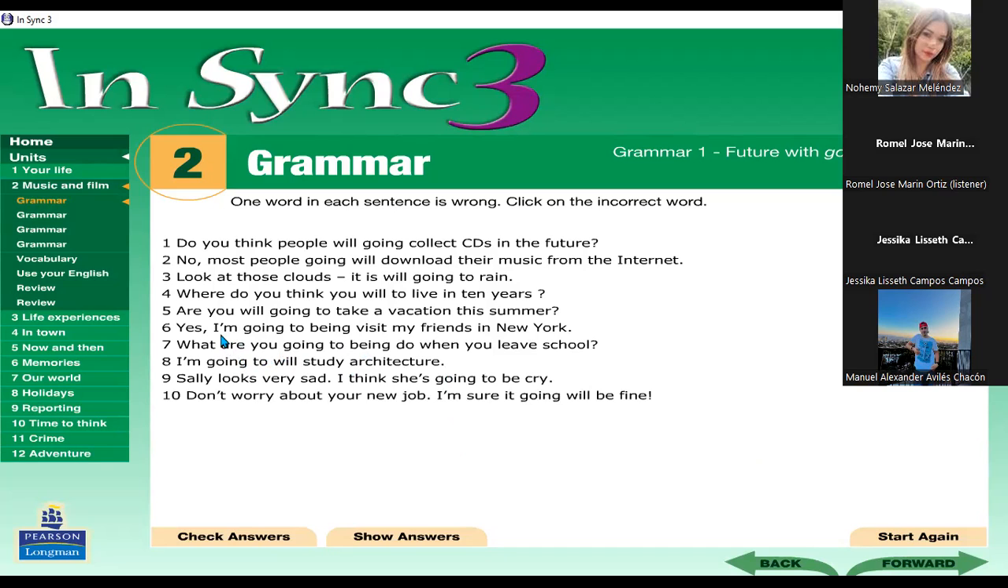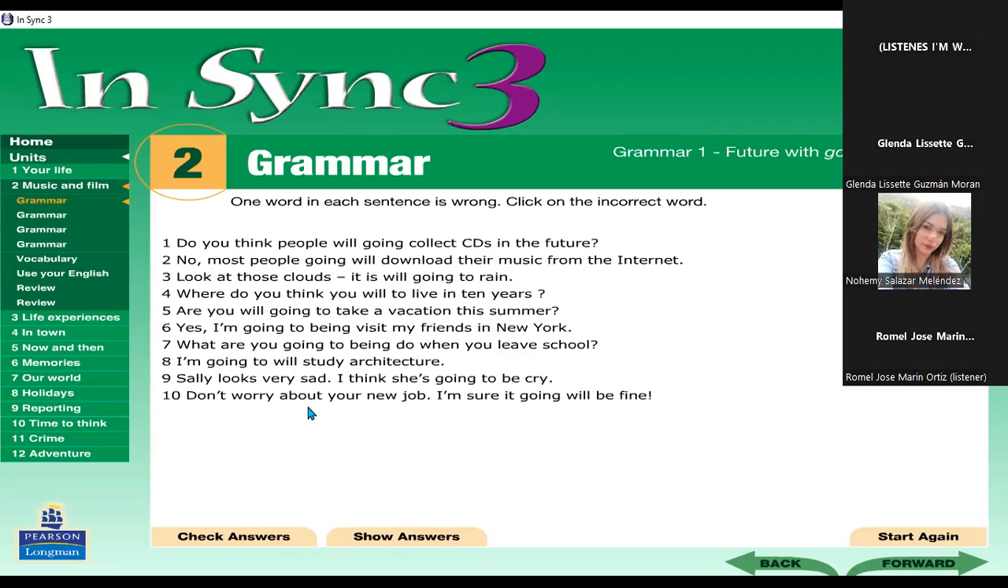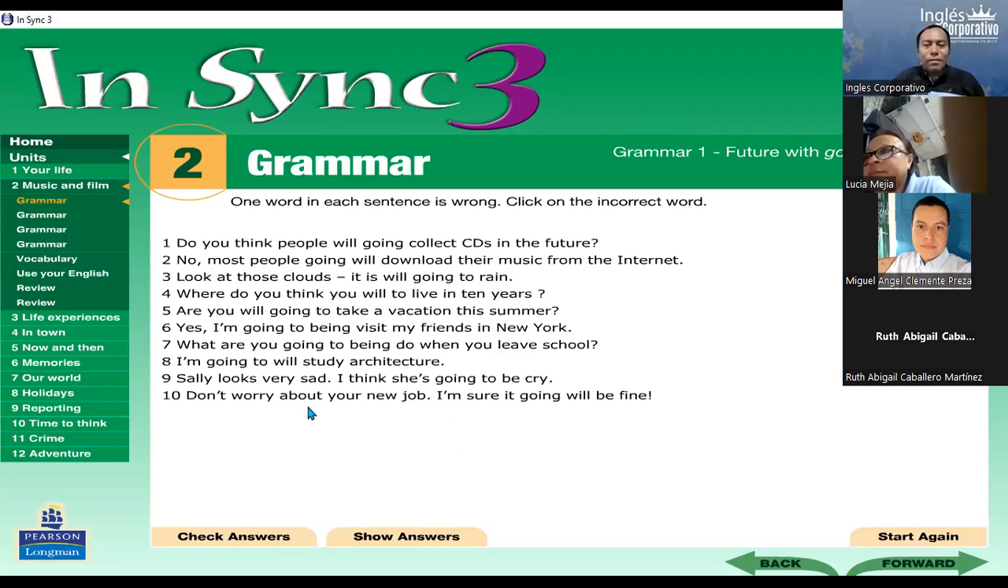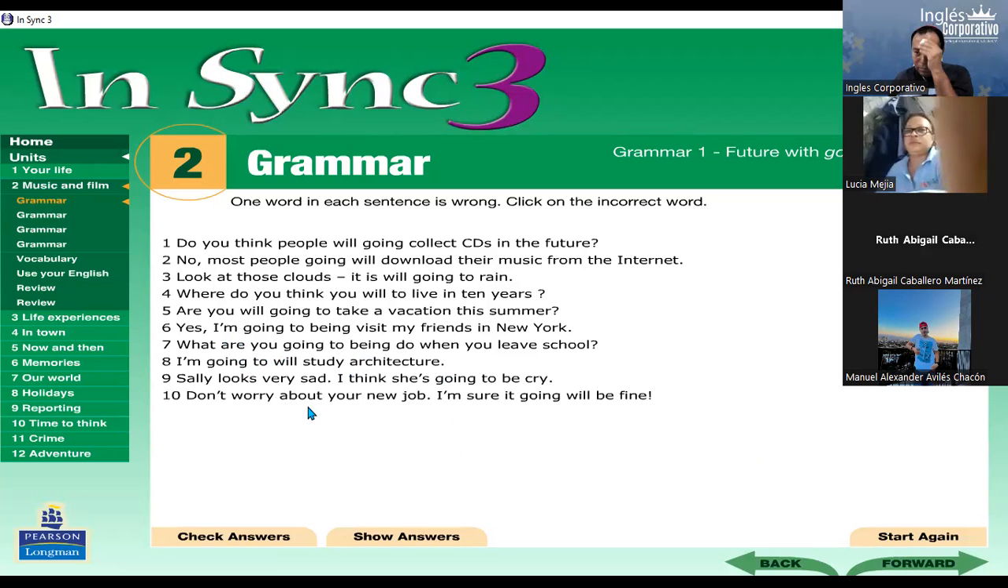Number six. Manuel Alexander, can you help me to read the number six? Yes, I'm going to visit my friends in Israel. Okay, yes. Yes, I'm gonna be in this. And the number seven, please. What are you going to be in, teacher? I'm being. Being the when you leave school. Yes, school. Okay, then the school, yes, the school.